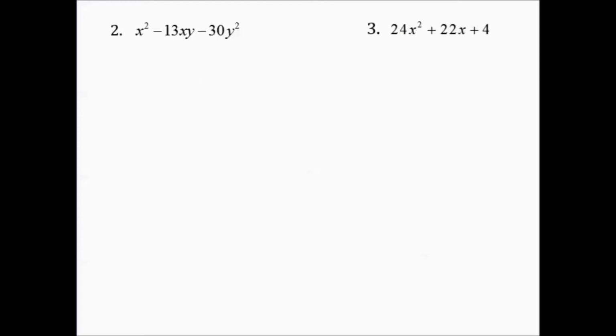Let's look at the next problem. We have x squared minus 13xy minus 30y squared. So a is 1 and c is negative 30. When I multiply these together, I get negative 30, and I need two numbers that multiply to negative 30 and add up to negative 13. So that would be negative 15 and 2.